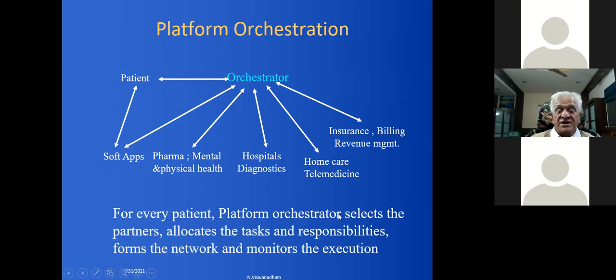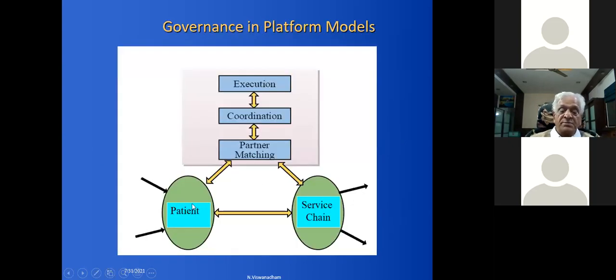So for every patient, the platform selects the partners, allocates the tasks and responsibilities, forms the network, and monitors the execution. And this requires, of course, a lot of software apps. Telemedicine, home care, insurance, billing, revenue management, these are all done through this. So this is the patient, and this is what is called the service chain, the path the patient goes through.